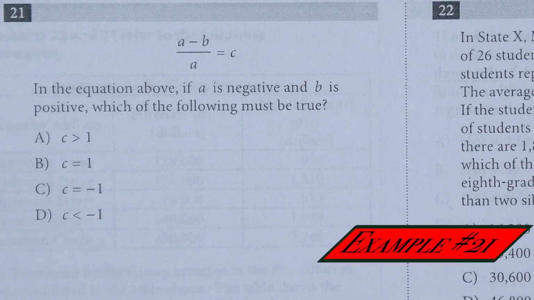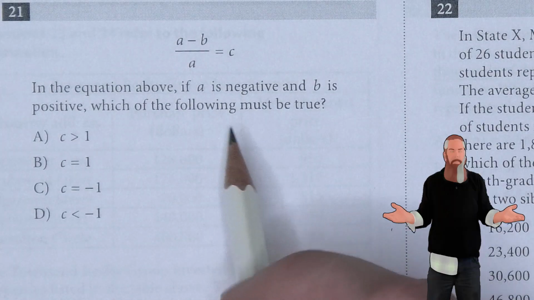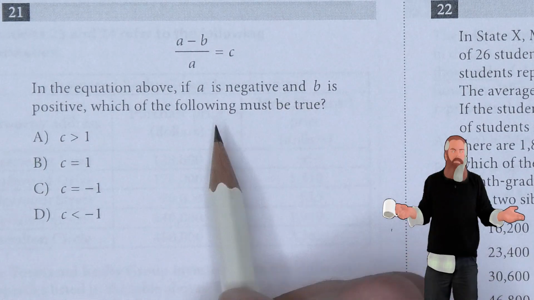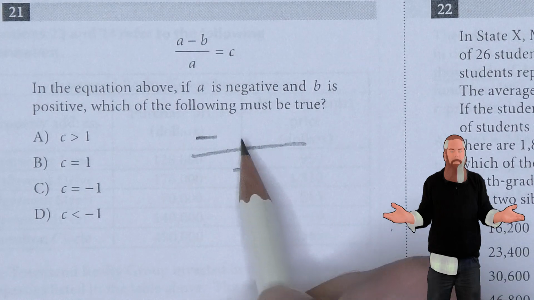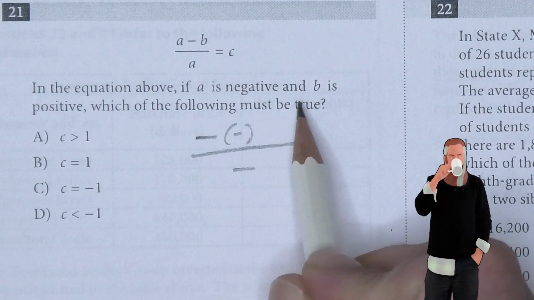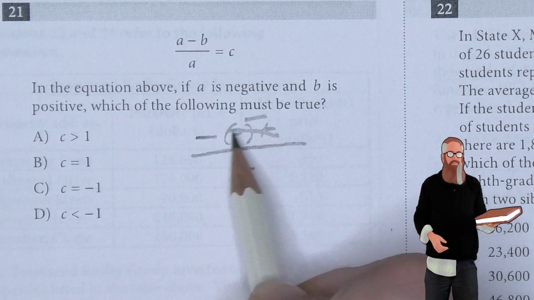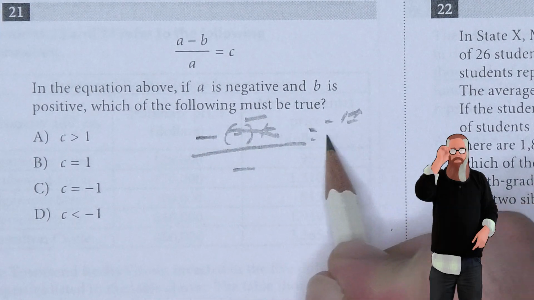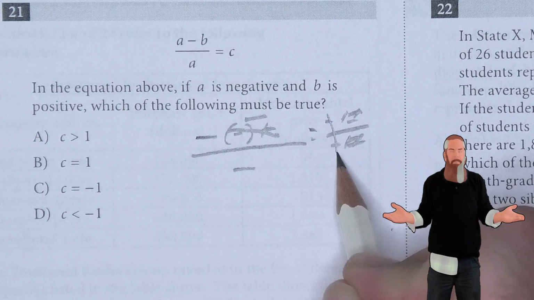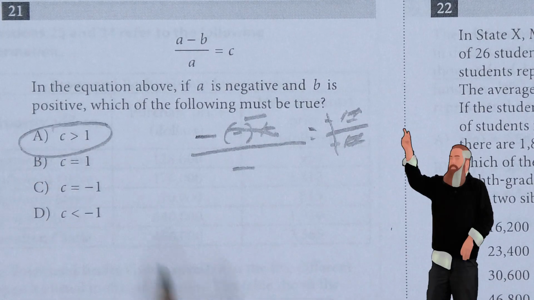In the equation above, if A is negative and B is positive, which of the following must be true? Well, I think a simple way to look at this is with simply positives and negatives. Now, if A is negative, then I would have a negative over a negative. Now, we're then going to be subtracting B as a positive, and a negative times a positive would make that negative. So we'd have negative plus a negative, which would be a negative number on top, divided by a negative number on bottom, which means that would have to be a positive number. So C would have to be positive, meaning A is the answer.